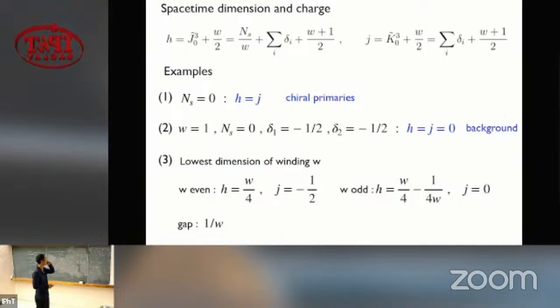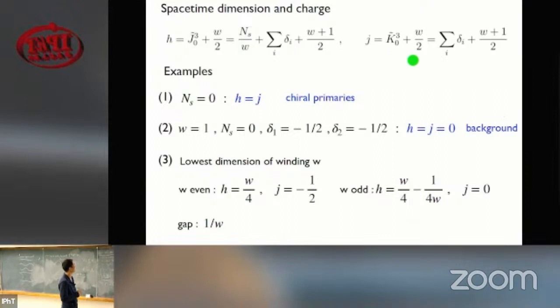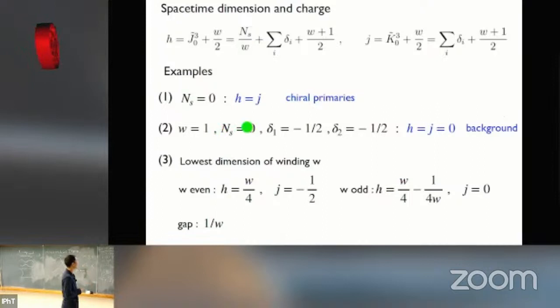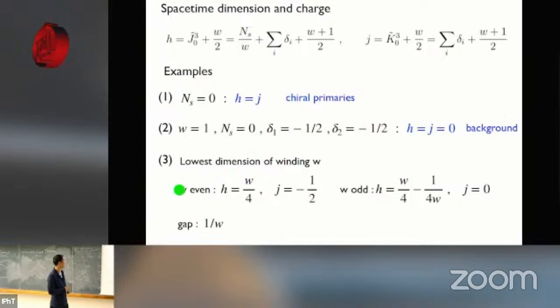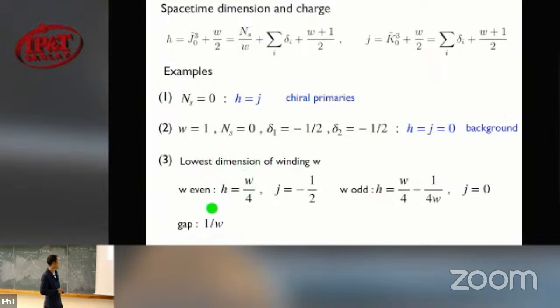Let's look at some special cases of the spectrum. Look at the excitation level zero. If you put zero here, then you will find the dimension equals the charge. So these are the 16 chiral primaries, but now they are strange states. You can also look at level zero, but winding one. In that case, you have just a string with winding one in the bulk. If you look at the lowest energy state, it has zero dimension and zero charge. Then this string becomes the background string. And if you keep the winding number W, you can find the lowest dimension grows linearly with W, and the gap is 1 over W if you put the excitation on top of this string.